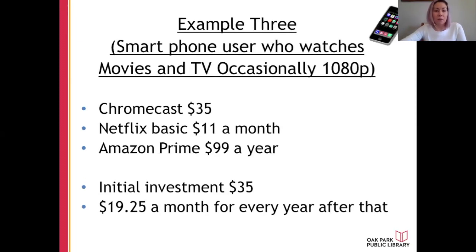Another example is you are a smartphone user who watches movies and TV occasionally. So you get a Chromecast at $35, you get a Netflix Basic account at $11 a month, and an Amazon Prime at $99 a year. Your initial investment is $35 for your Chromecast, and then $19.25 a month after that for every month after that.